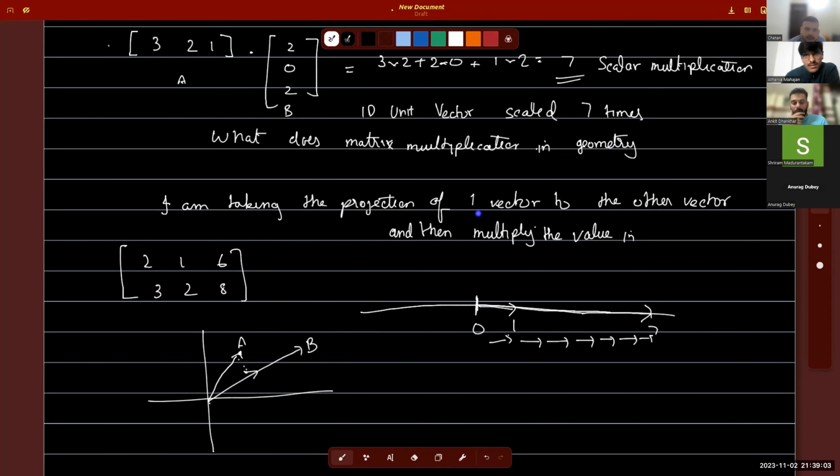So say I have two vectors A and B. You take the projection of vector A onto the vector B, and you're saying that whatever the magnitude of that projection is, you're scaling vector B with that magnitude. Would that be correct? Yeah, I think so.